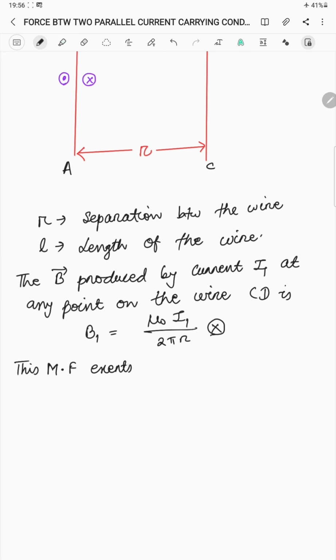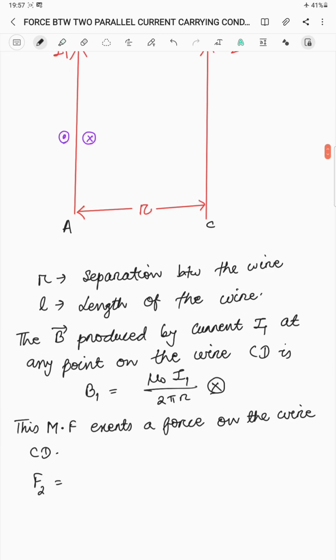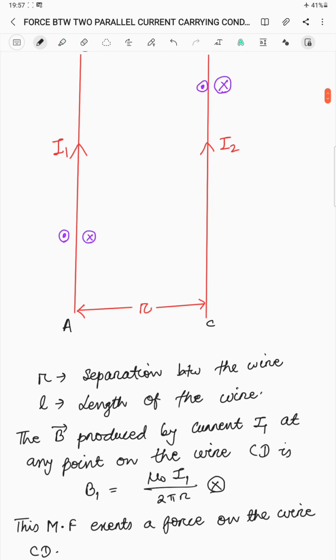Then this magnetic field exerts a force on the wire CD. Then how much will F2 be? Let us see what the direction of F2 should be, that means the force on the CD wire. Followed? Now you see here the magnetic field is into the plane of the paper. Force is I into L cross B. L you take in the direction of the current, so all four fingers are moving upward in the direction of I1.